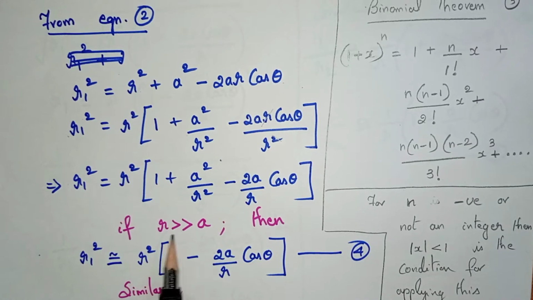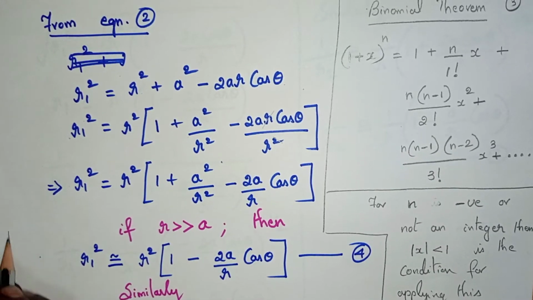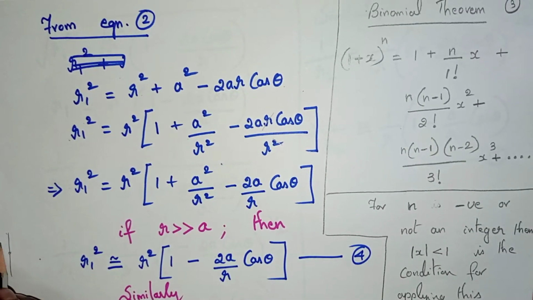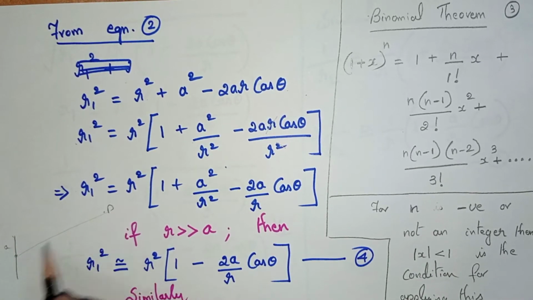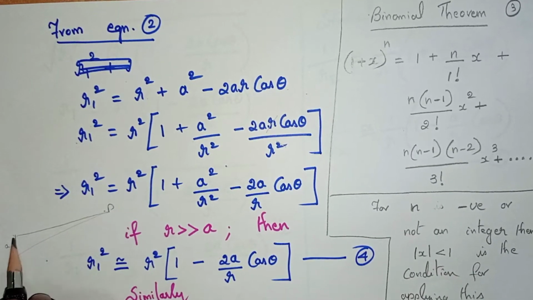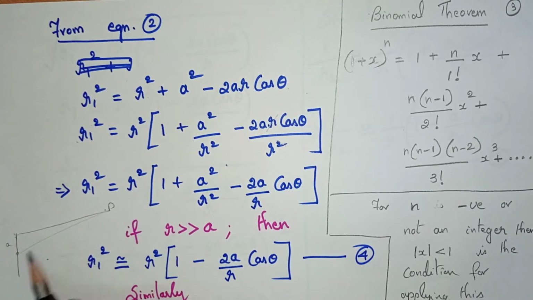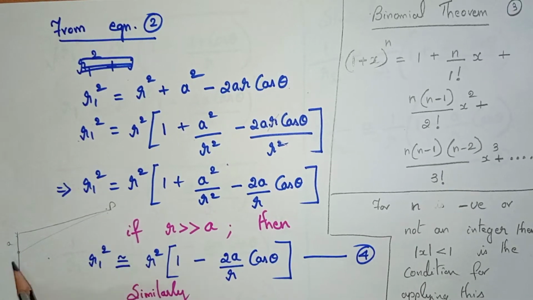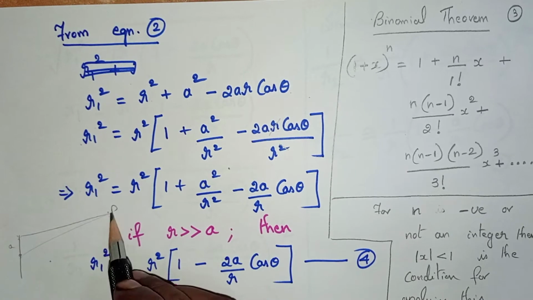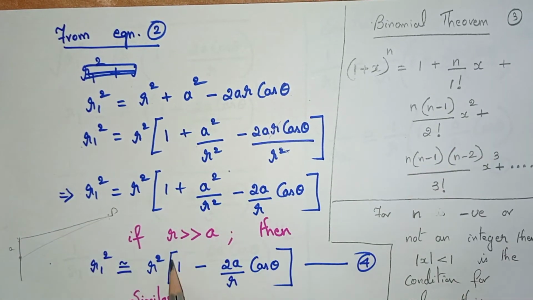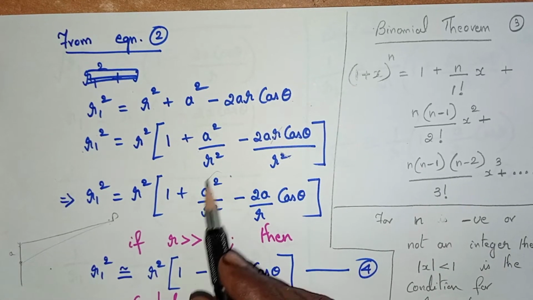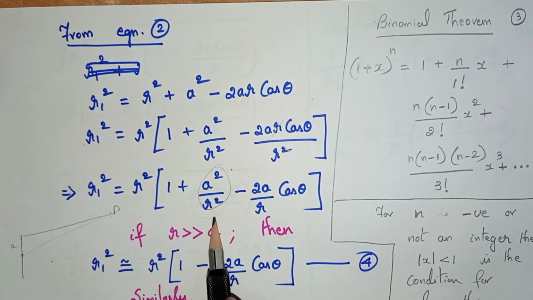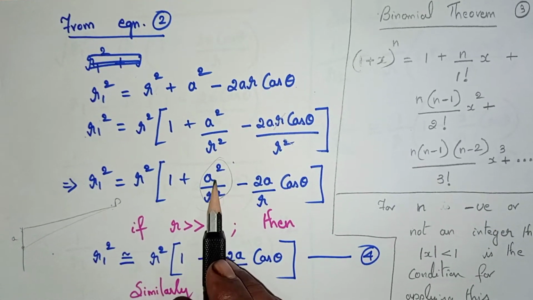Suppose r is very much greater than a, that means for the dipole this distance is small a. If P is at a very far distance from the center point, that means r is very much greater than a, then this term can be neglected because the denominator value is very high and the numerator is very low.